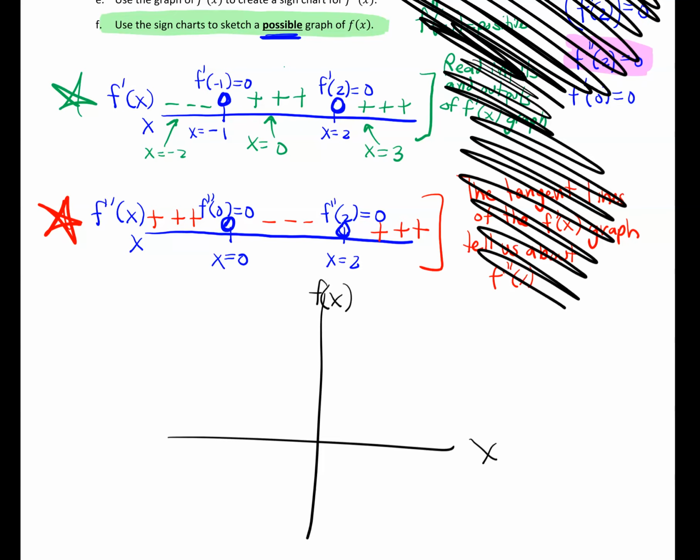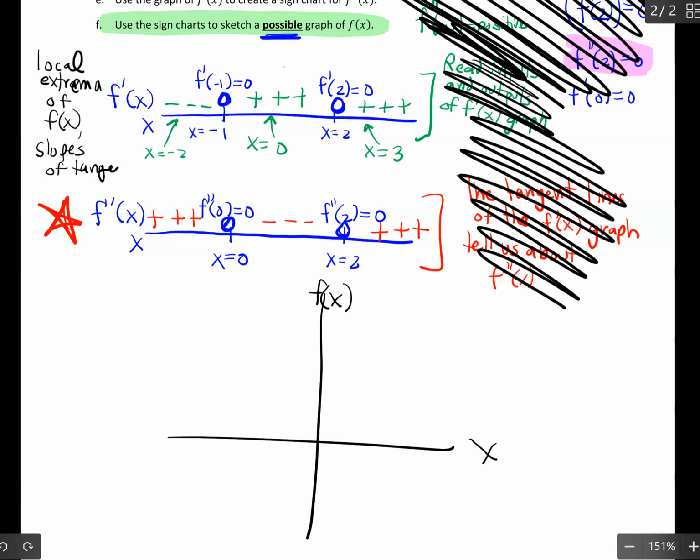Let's start with local extrema. Remember that the f prime sign chart tells me the local extrema, the local mins and maxes, of the original function. It also tells me about slopes of tangent lines on the original graph, because it's the derivative of the original function, right? On f of x. Okay, so let's do that. So my tangent lines are going to point down, and then they're going to go to 0. So my graph goes horizontal, then they point back up. So I'm going to have a local min at -1. That is going to be a local min.